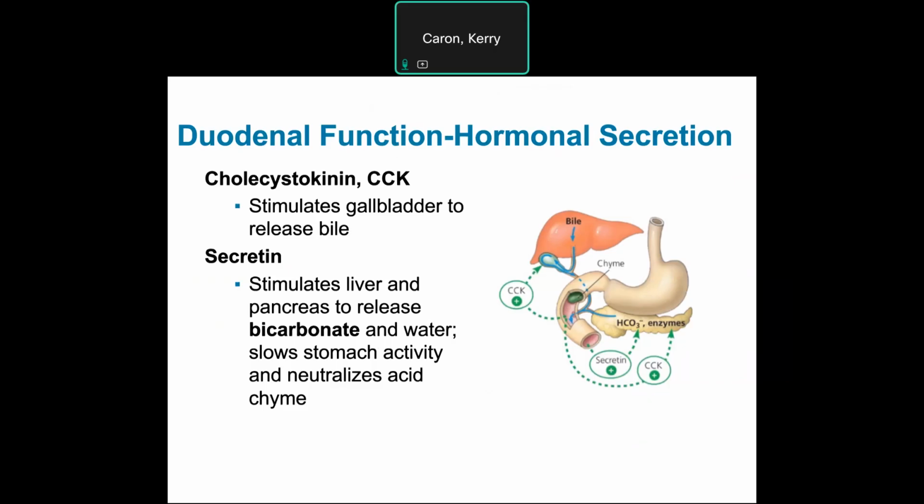So I mentioned the hormones, right? CCK: when chyme enters the duodenum, that triggers CCK to tell the gallbladder to squeeze and release some bile. So the duodenum secretes the CCK. Secretin stimulates the liver and the pancreas to release bicarbonate and water, which neutralizes stomach activity, neutralizes the acid. We need that bicarbonate.